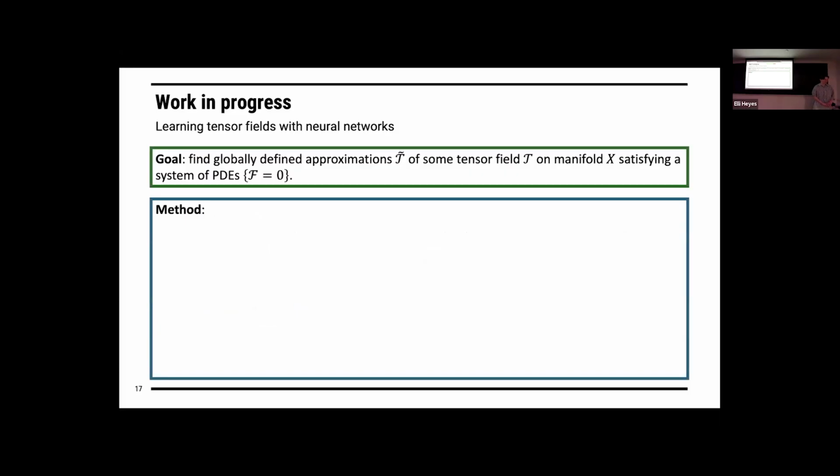Okay, so now I want to define for you a framework by which we want to learn our torsion-free G2 structure. This framework was taken from a paper last year by Georgi, who's actually giving a talk tomorrow, I believe. Essentially, they summarize the task of finding an approximation to some tensor field on a manifold using a neural network by doing the following.